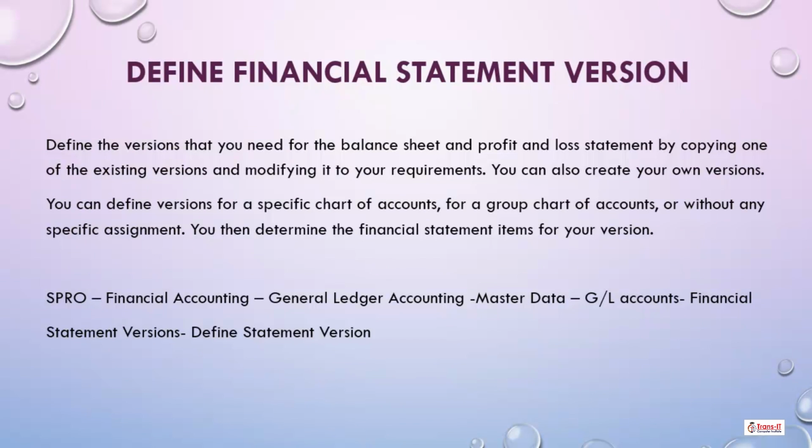So our first step is define financial statement version. What is the financial statement version? Define the version that you need for the balance sheet and P&L statement by copying one of the existing versions and modifying it to your requirement. You can also create your own version, and you can define a version for a specific chart of accounts, for a group chart of accounts, or without any specific assignment. Then determine the financial statement items for your version.